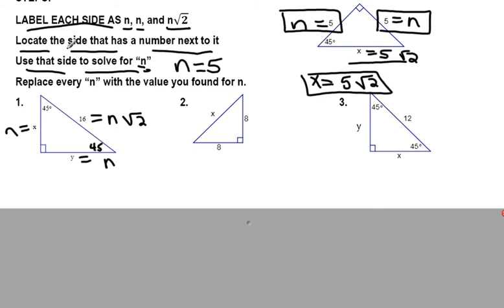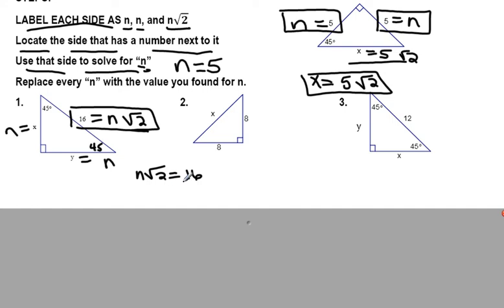Now we want to locate the side that has a number next to it. As you can see, 16 is the side with the number next to it. We're going to use that side to solve for n. The equation that we're given in this case doesn't say n equals. It says n square root of 2 equals 16. So we want to solve for n using this equation.